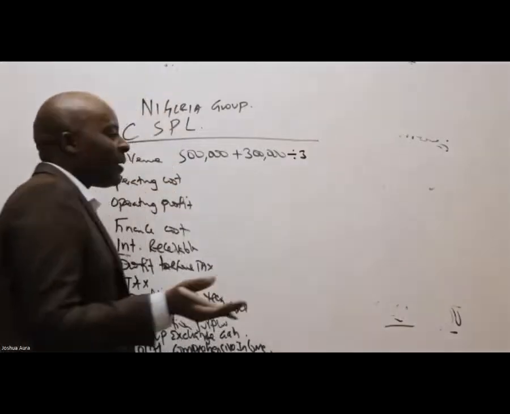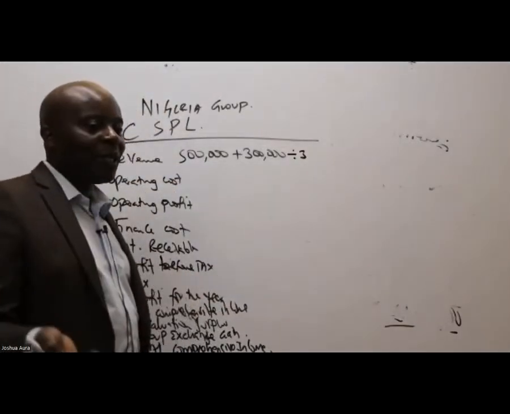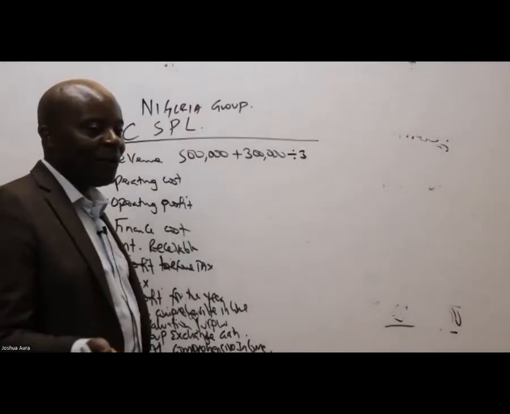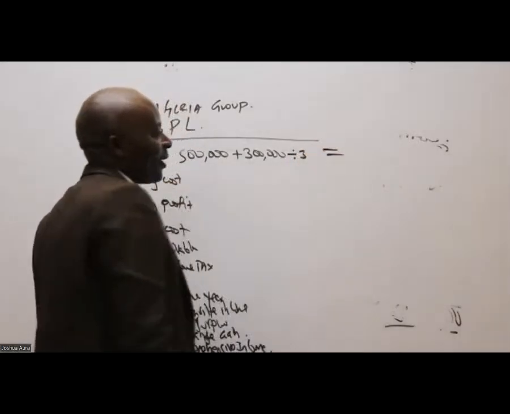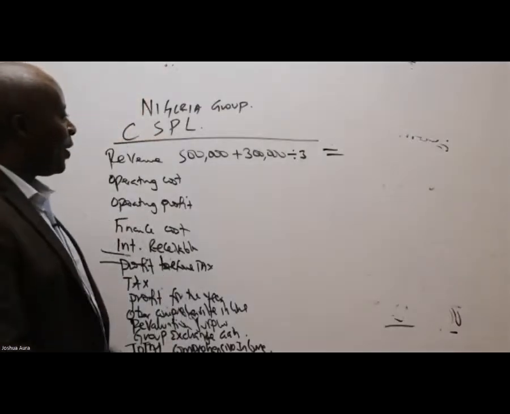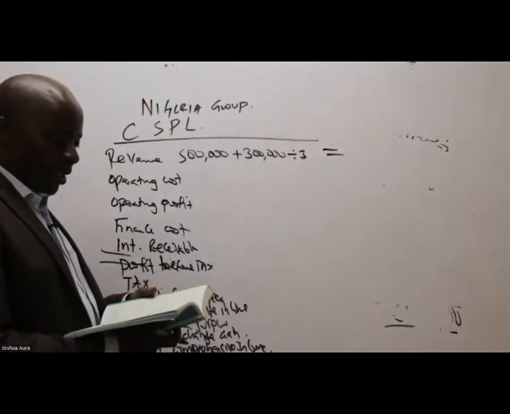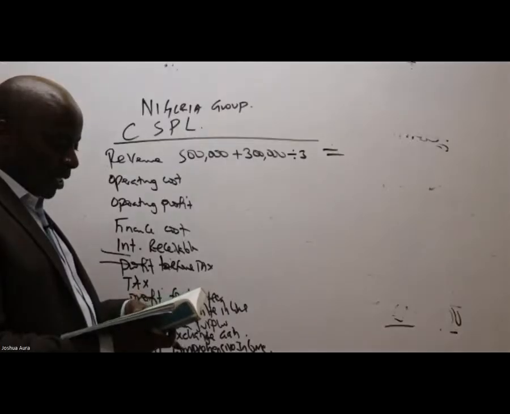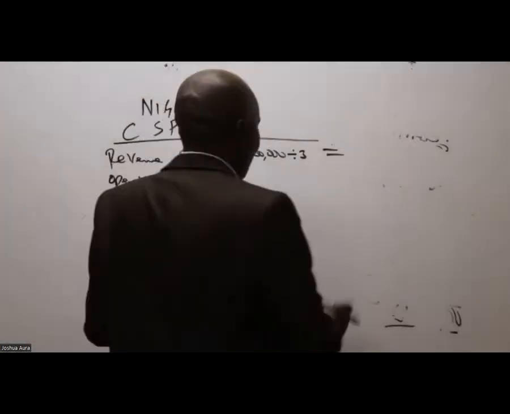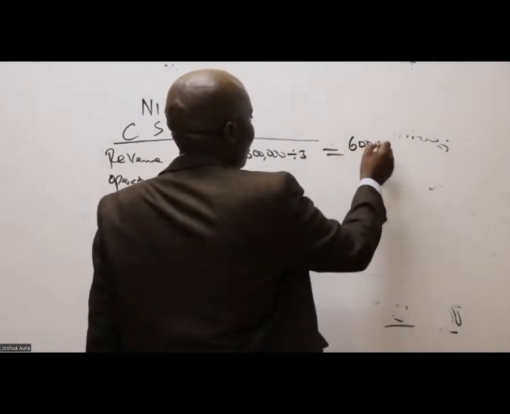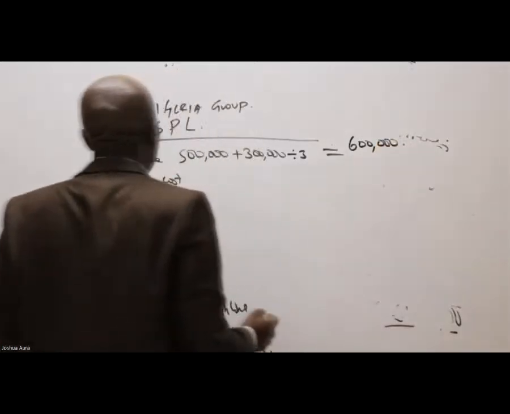Haya, unajua hii haina mambo. Unajua wa kuongezea mambo mengine ati kulikuwa na internal revenue, hii haina mambo mengi. So hebu nipatie hapa figure. Tuone 500,000 plus 300,000 itakuja ngapi? Inakuja 600,000. 600,000.